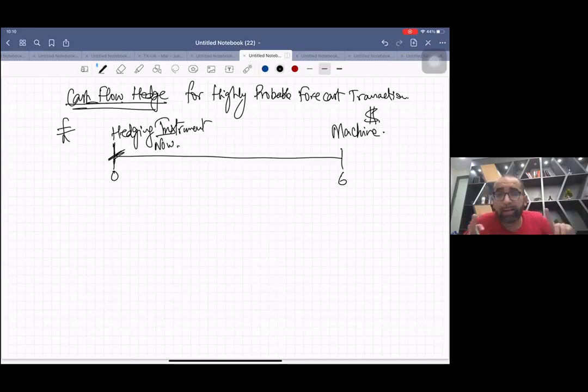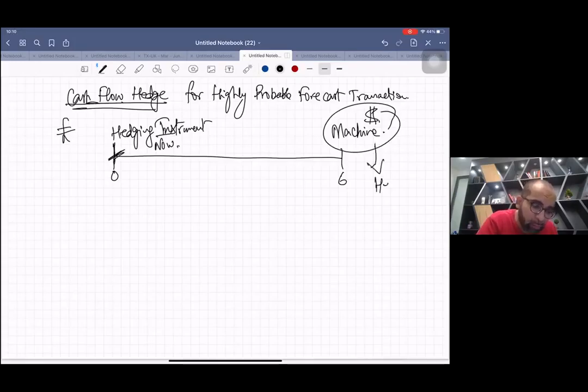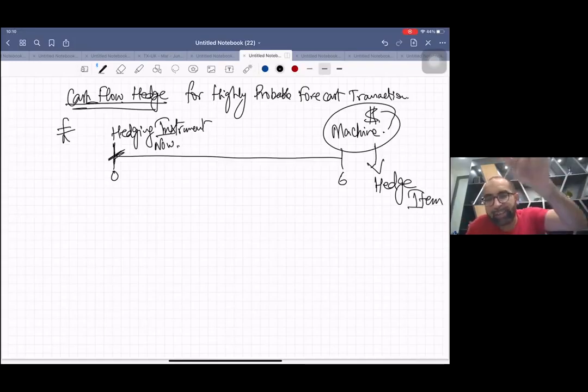And now listen, why did we enter in this hedging instrument? To reduce the risk of this hedge item, which will come in future. Remember? Okay. So now in this particular cash flow hedge case, the hedge item will come in future. Right now we have only hedging instrument.